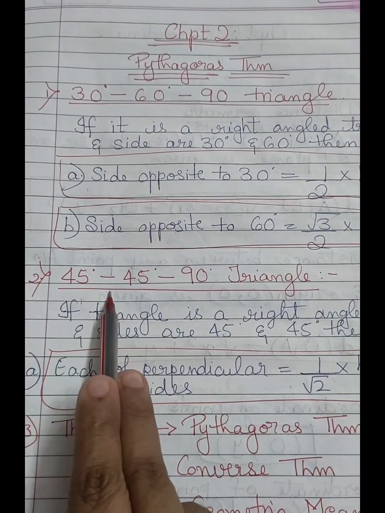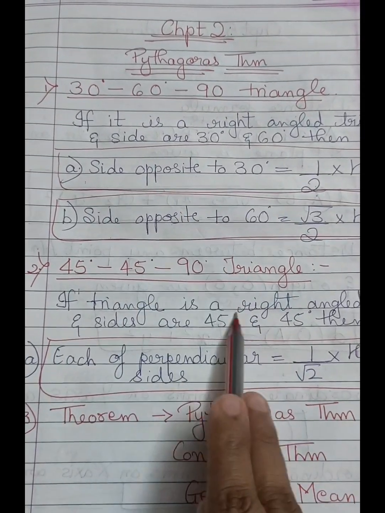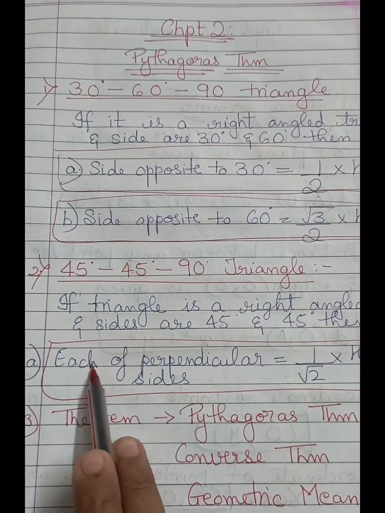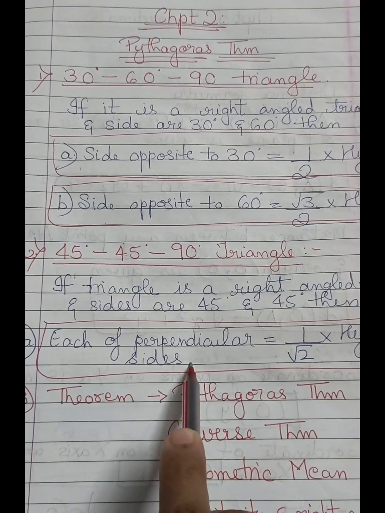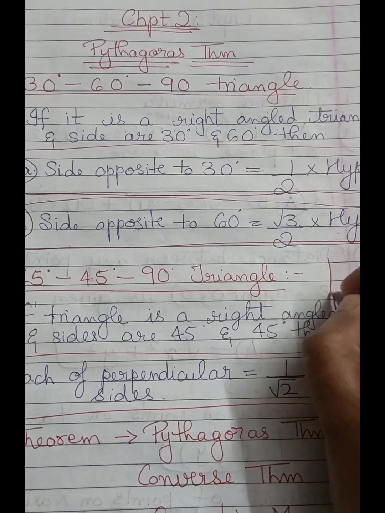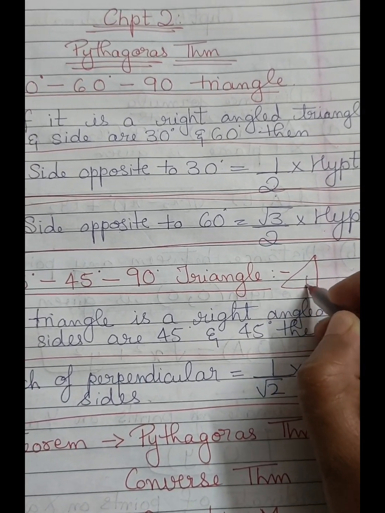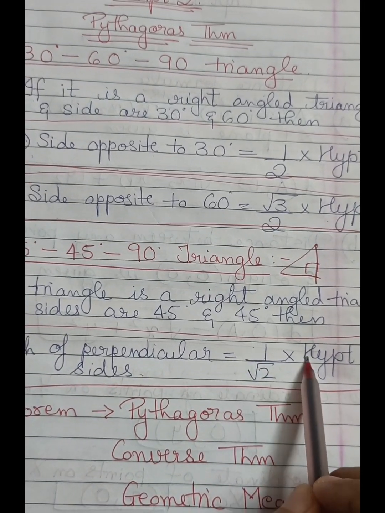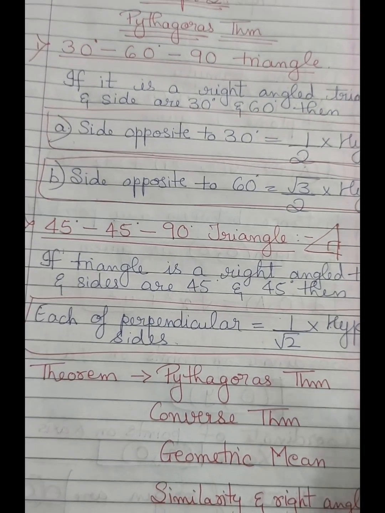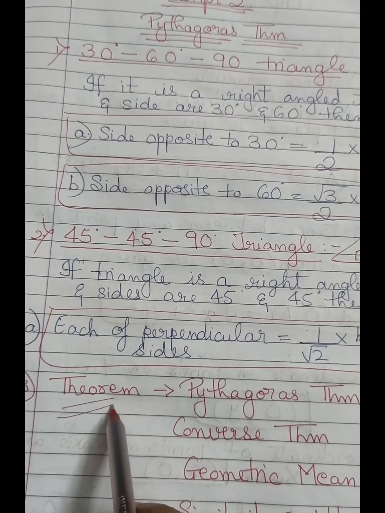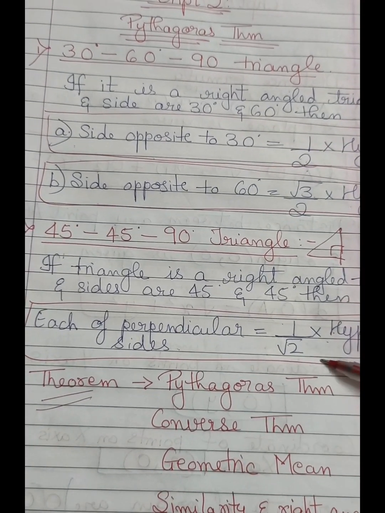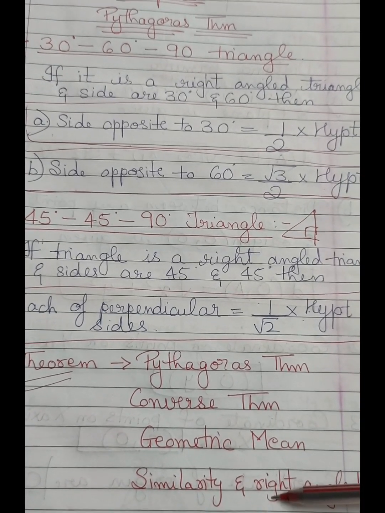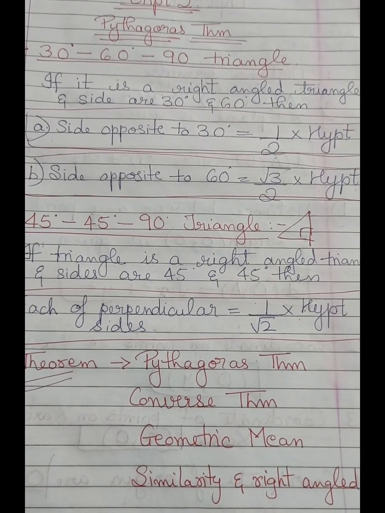The next one is 45, 45, 90. Again it is a right angle triangle and two angles are 45, 45. Then each of the perpendicular sides, means this side and this, would be 1 upon root 2 into hypotenuse. And the theorems which are important and you need to know are Pythagoras theorem, converse theorem, geometric mean and similarity of a right angle triangle.